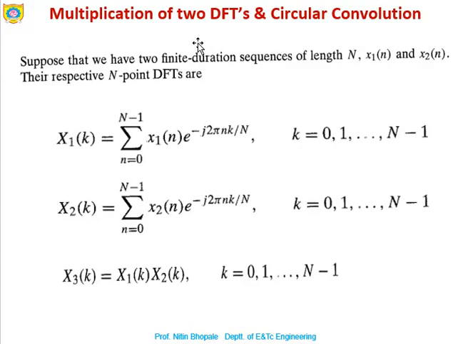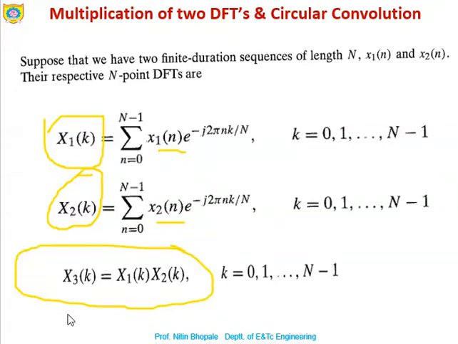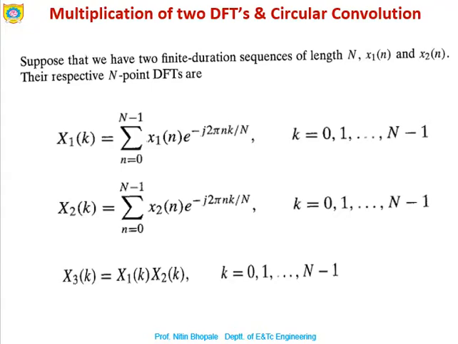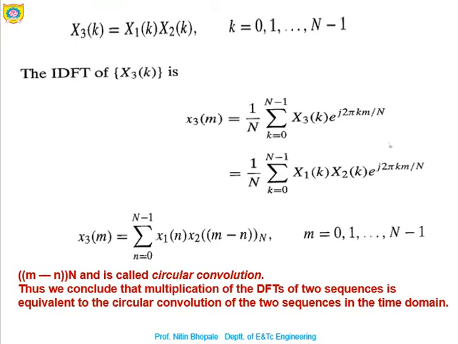So if it is multiplication of two DFTs, how to go for it? Let's say x1 of n and x2 of n. These are the two sequences for which we want to find the N-point DFT. So their N-point DFTs will be given as X1 of k and X2 of k. Once we have calculated it for x1 and x2, then just multiply them. So their DFTs will be multiplied and the final DFT is nothing but X3 of k. Once we got X3 of k, then proceed to calculate its IDFT.